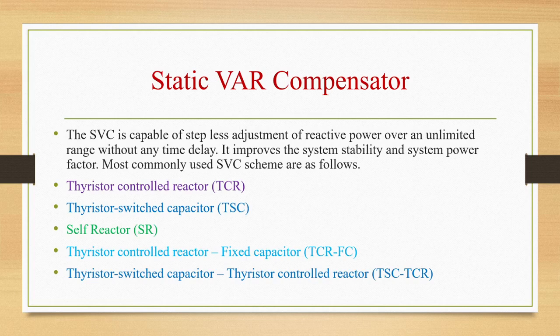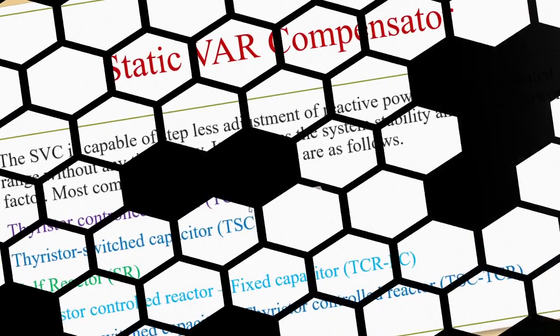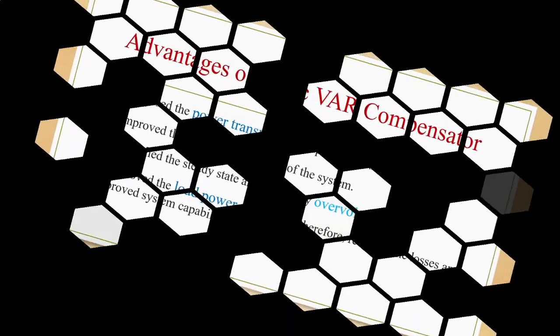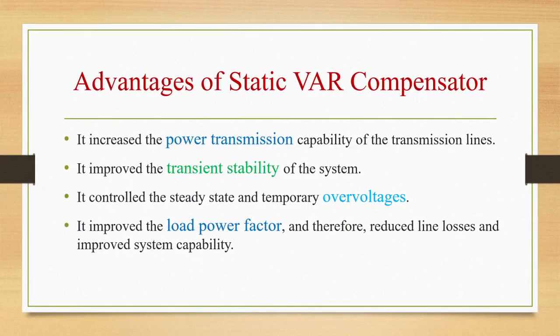Fourth is thyristor controlled reactor fixed capacitor, that is TCR, FC. Next is thyristor switched capacitor, thyristor controlled reactor, TSC, TCR. So out of all these, first two schemes are there in the syllabus of TS2 subject, that is thyristor controlled reactor and thyristor switched capacitor. Let us see the first one, thyristor controlled reactor.